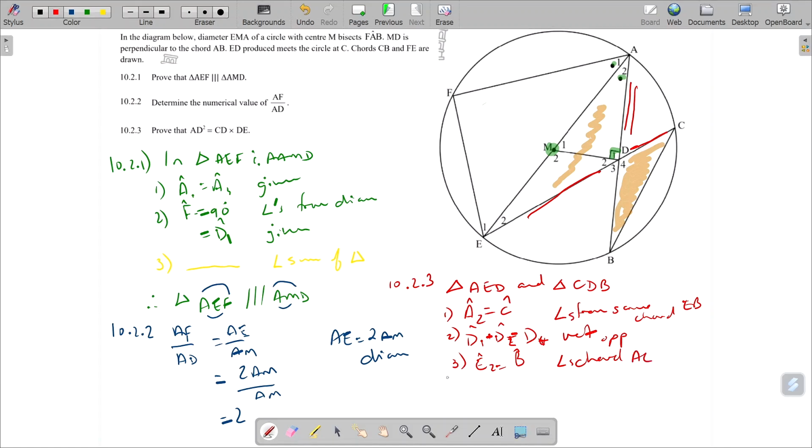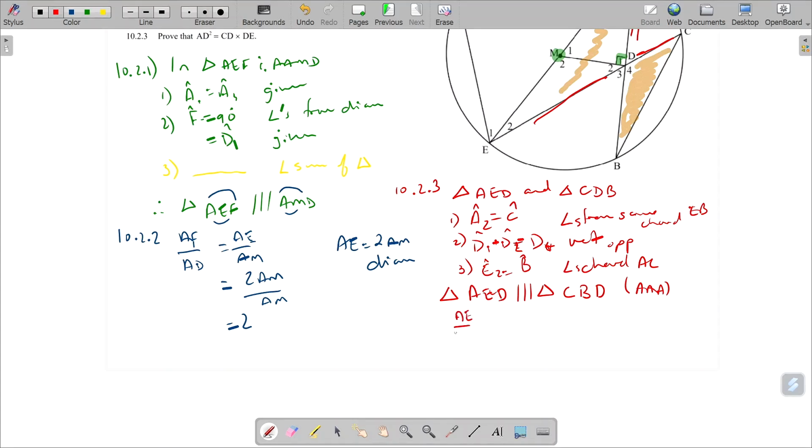I then have that triangle AED is similar. A is paired with C, E is paired with B, D is paired with D. So we've got it in the right order. Angle, angle, angle. And as a result, we should now know that, therefore, AE with BC is equal to AD with CD is equal to ED with BD.